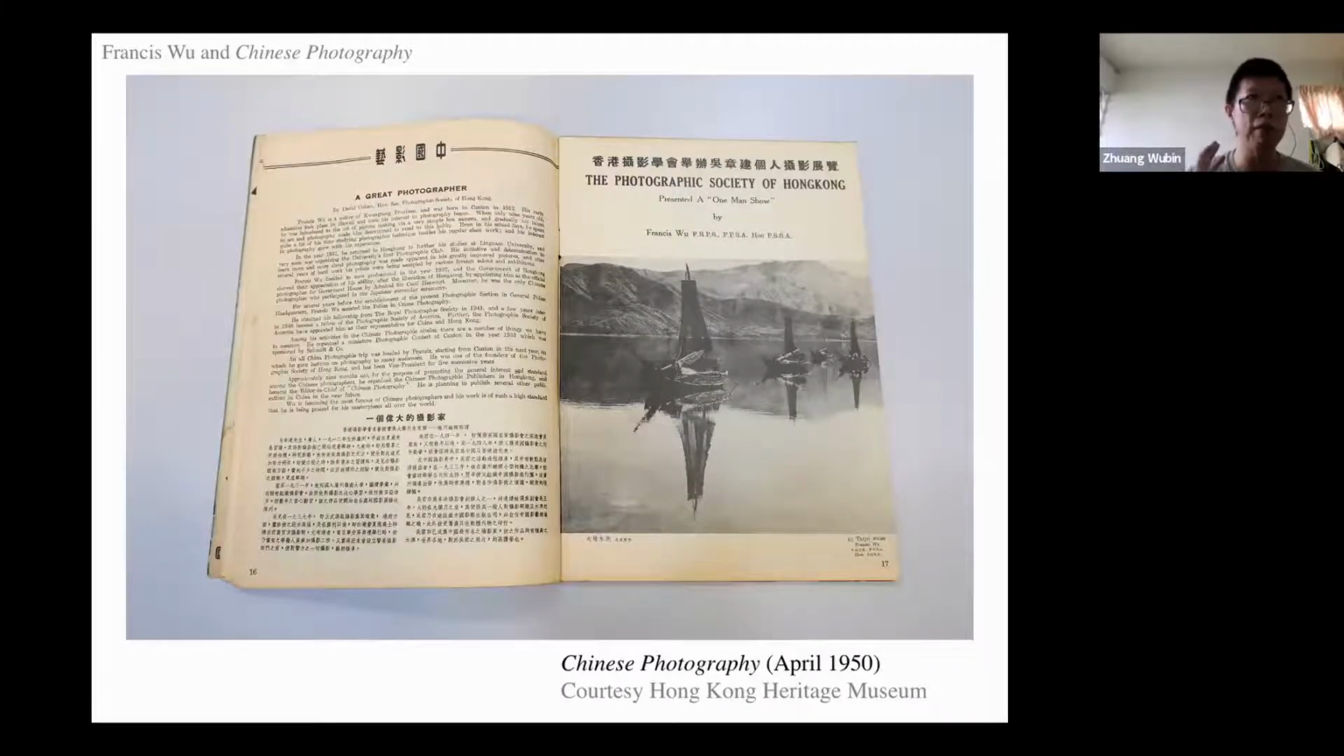But talk about bad timing, because the periodical was established, and the first issues were published, in 1950, one year after the founding of New China, which meant that it became harder to get materials coming from China. And it also became harder for such a publication to circulate back to China, losing an important market of readers in that way. So Chinese Photography died in one year.